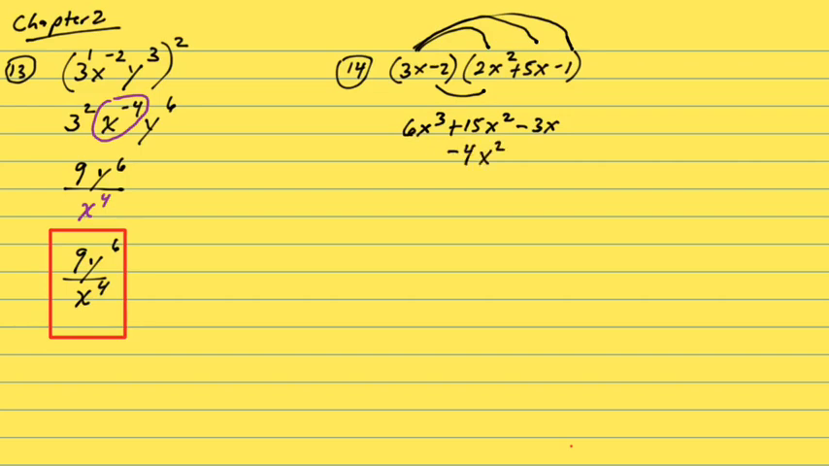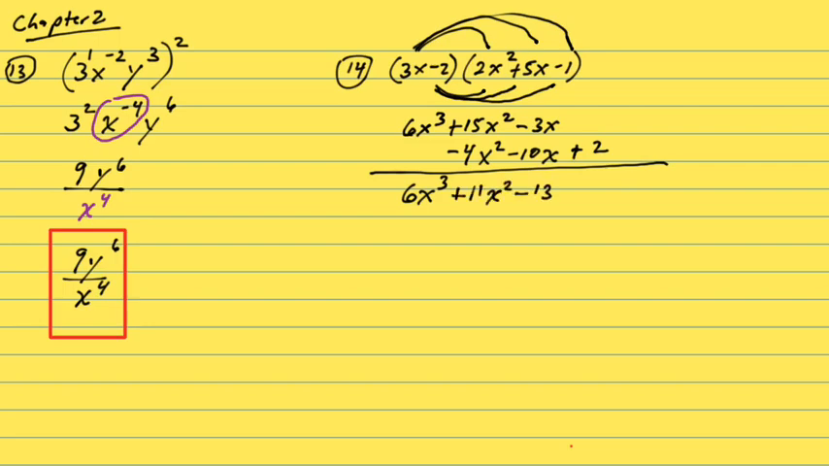Please notice I'm lining x squareds up with x squareds. -2 times 5x is -10x. Again, I'm lining the x's up with the x's. And -2 times -1 is a +2. Now we just need to combine like terms. 6x to the third plus 11x to the second minus 13x plus 2 should be your answer.